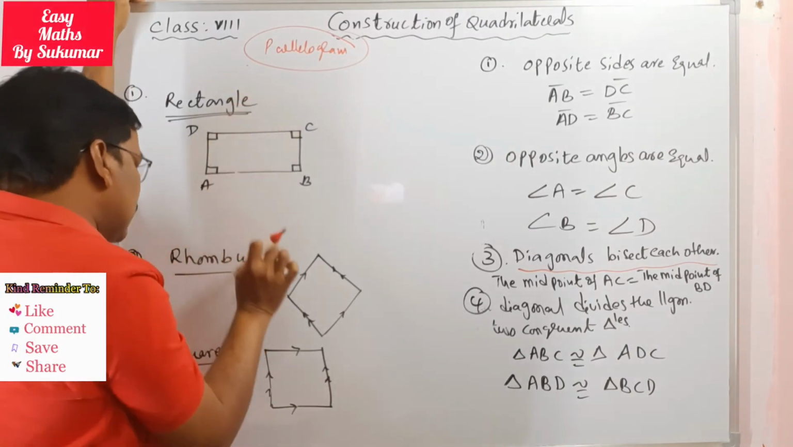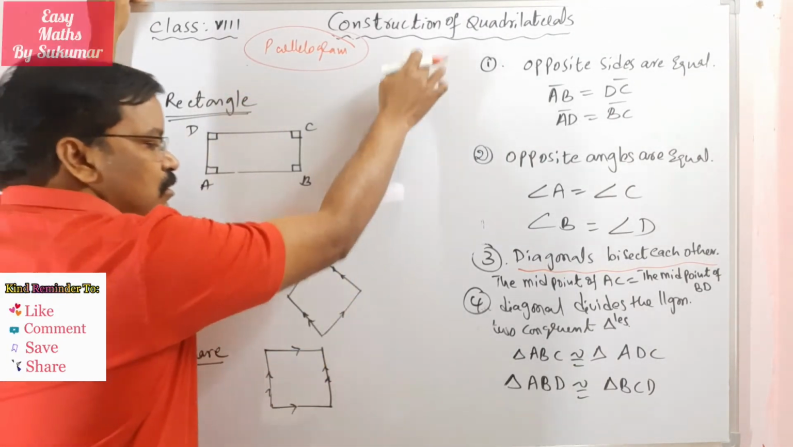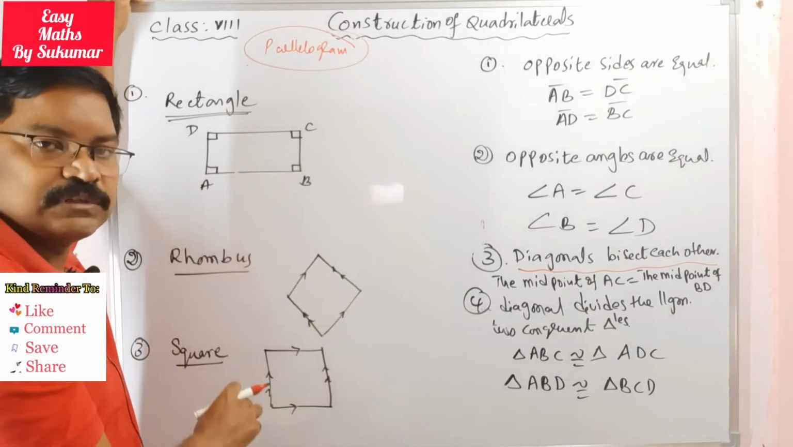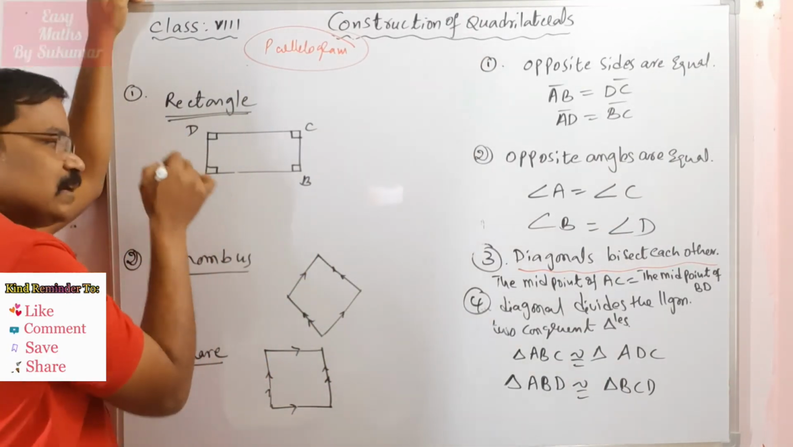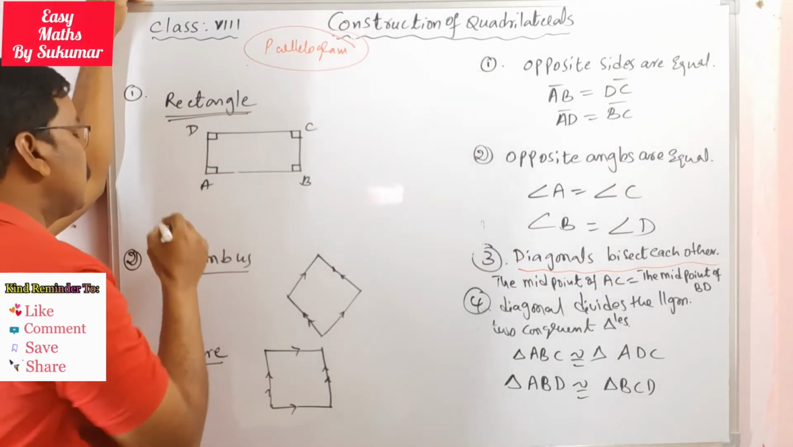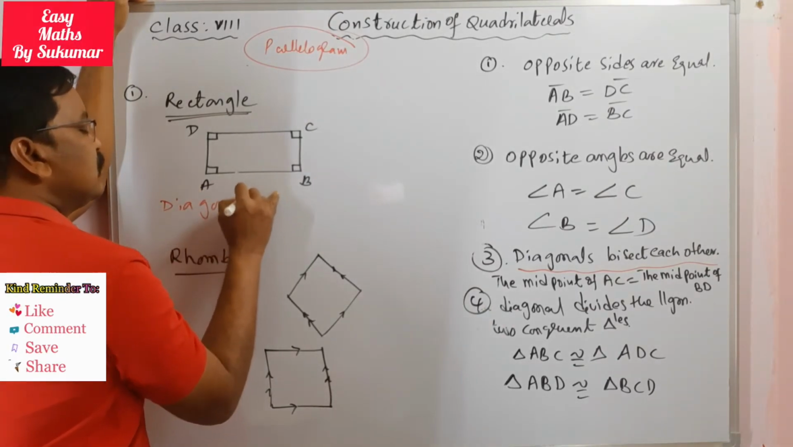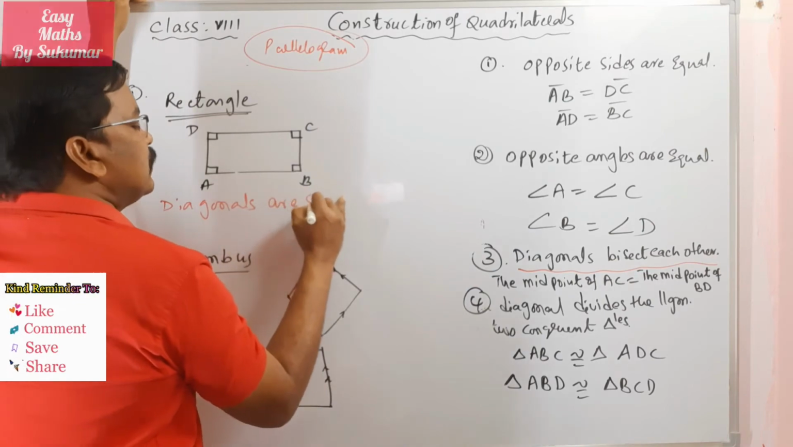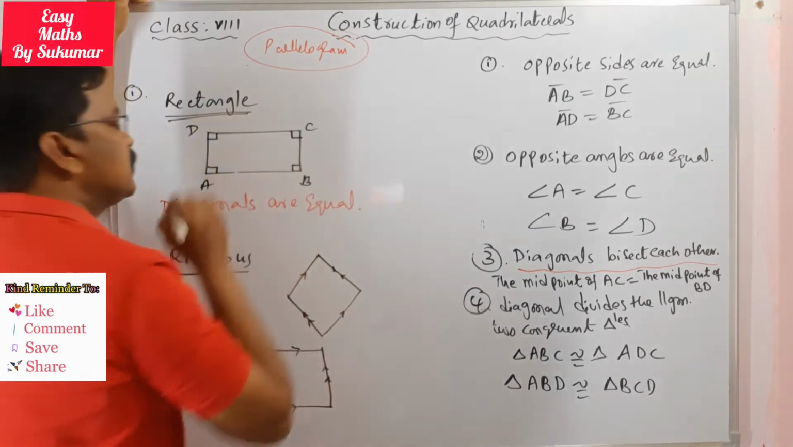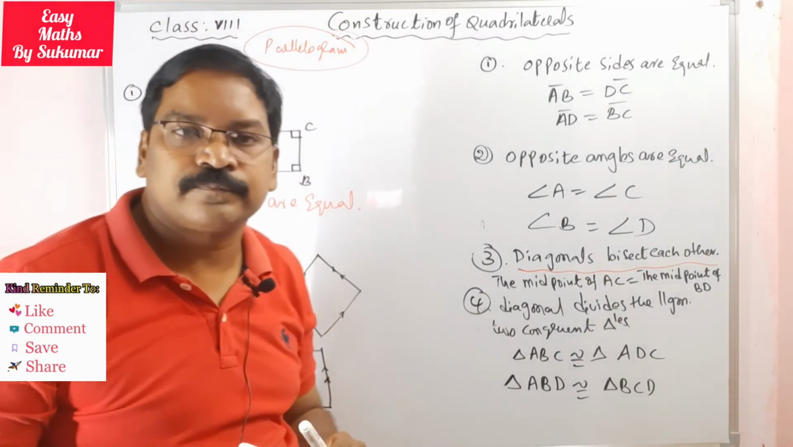For rectangle, rhombus and square, all these four properties are also applicable, right? Here in the rectangle there is a special property. What is that property? Diagonals are equal.